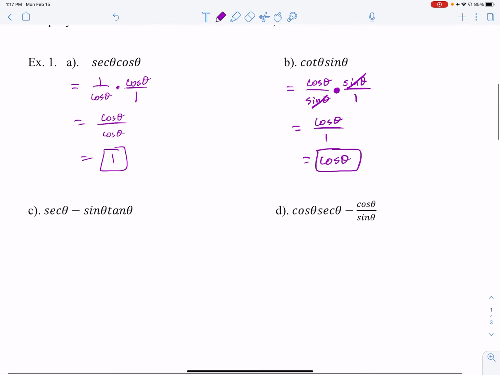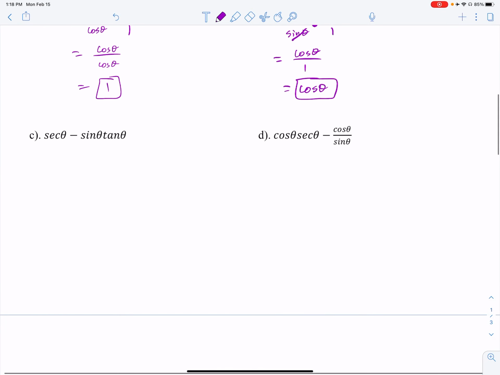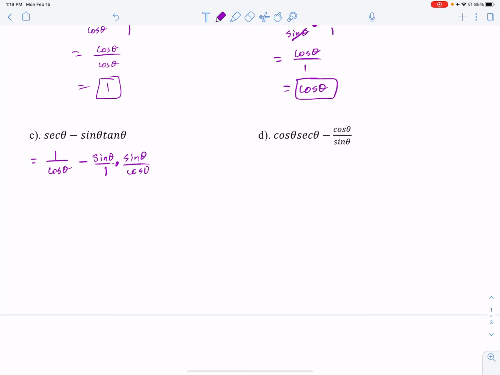Part C. We have secant, sine, and tangent. None of them are squared. There's nothing as a common factor that I can pull out. So I am going to write the original problem down and then change things in terms of sine and cosine. So the reciprocal of secant is cosine, so secant is 1 over cosine theta, minus, then I have sine theta over 1 times tangent theta. And tangent is sine theta over cosine theta.